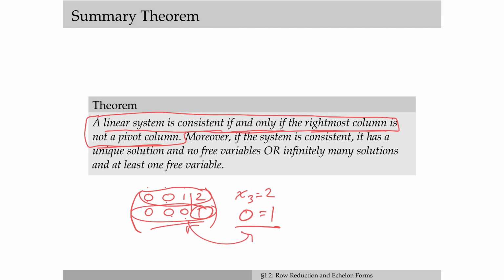Now, in the case that our system is consistent, namely the rightmost column is not a pivot column, it has a unique solution in no variables, or it has infinitely many solutions and at least one free variable. This is a fact I was using during my discussion the entire time. Infinitely many solutions corresponds to a free variable, and no free variables corresponds to a unique solution. And this is just finalizing that exact statement.